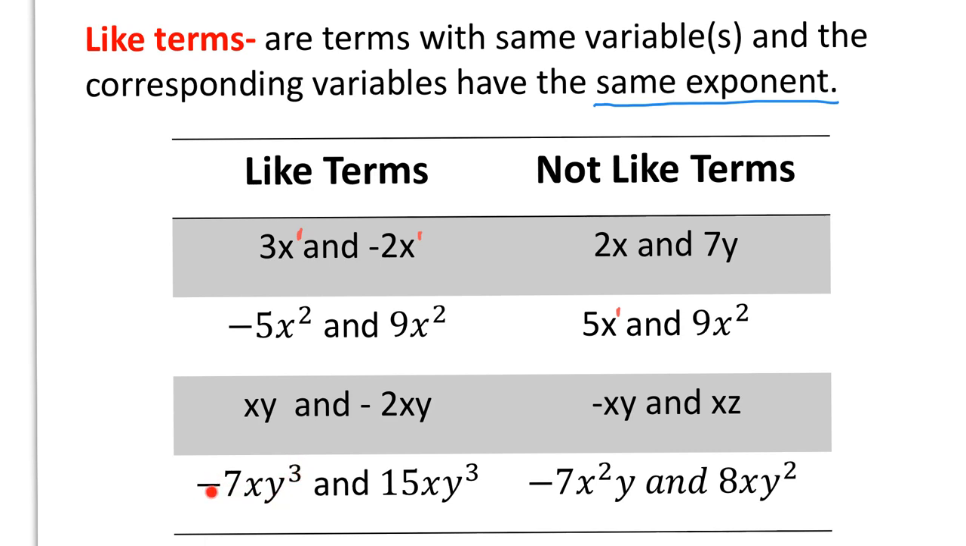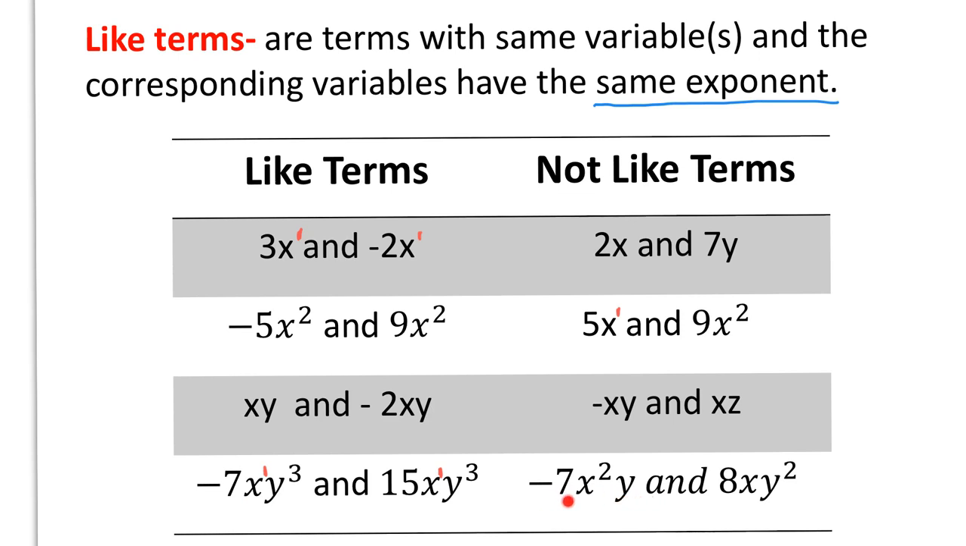Remember the coefficient, the negative 7 here in front of the variable, doesn't really matter. This is a 15, doesn't matter. But the variables and the exponents must be the same. So for the x, we have an invisible 1 exponent here, and for the y's, there's a 3, which is cubed, and y cubed over here. So x, y cubed, those are like terms.